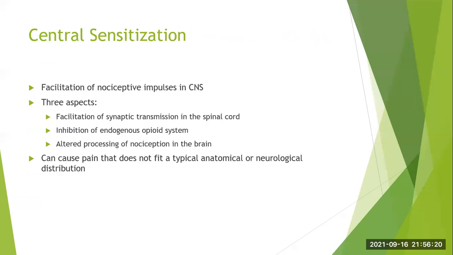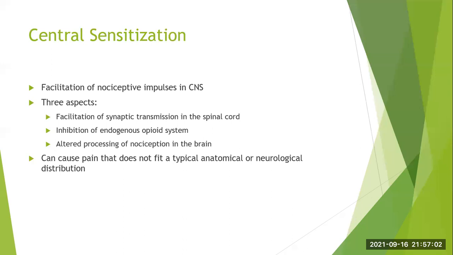So with central sensitization, we talked about peripheral sensitization. Central sensitization comes from the brain or the central nervous system, and it facilitates nociceptive impulses. So it amplifies pain, basically. So there are three aspects of it. Facilitation of synaptic transmission in the spinal cord, because that keeps the gate open. Inhibition of endogenous opioids, that keeps the descending pain control system from working, or altered processing of nociception in the brain.